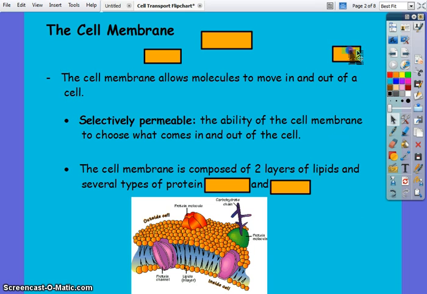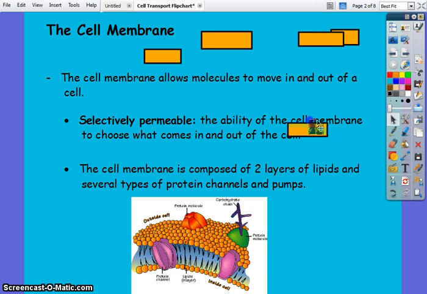So it's made of 2 layers of lipids, and it's got several different types of protein channels and pumps, and it also has some carbohydrates in there as well. So let's go ahead and look at some of these words. Lipids are simply fats. Okay, so any type of fat is going to be a lipid, and your fats are right here. It's these structures here. So you have 2 layers, one on top and one on the bottom.